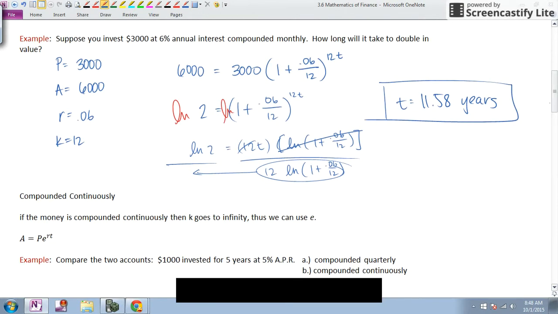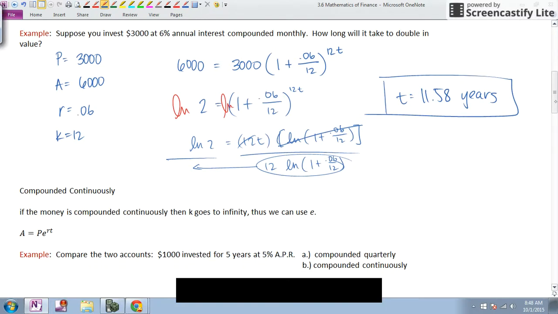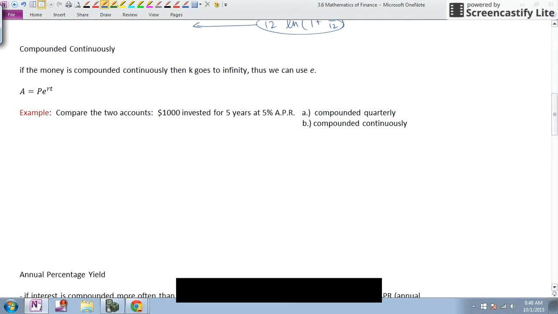Now, sometimes you do not get interest every month or every day or every quarter, because those are all different numbers. Quarter would be 4 times, and every day would be 365. So your K values will always change depending on what it is, unless you see the word continuously. Now, continuously means I'm going to give you interest continuously. I will never not give you interest. It'll be a very small fraction of interest, but I will always give it to you.